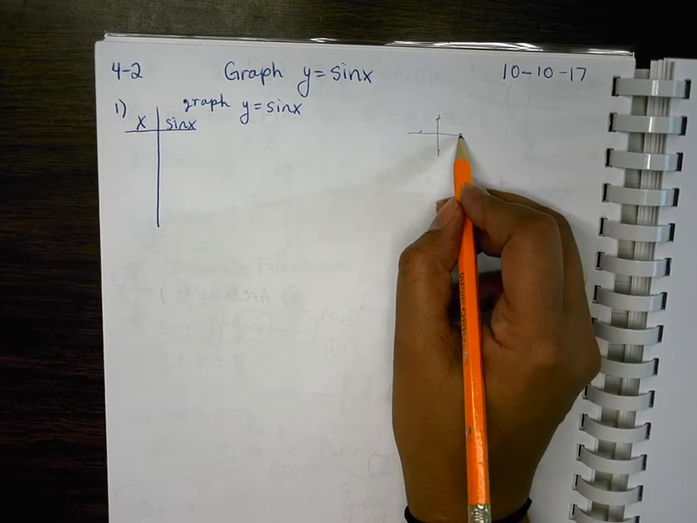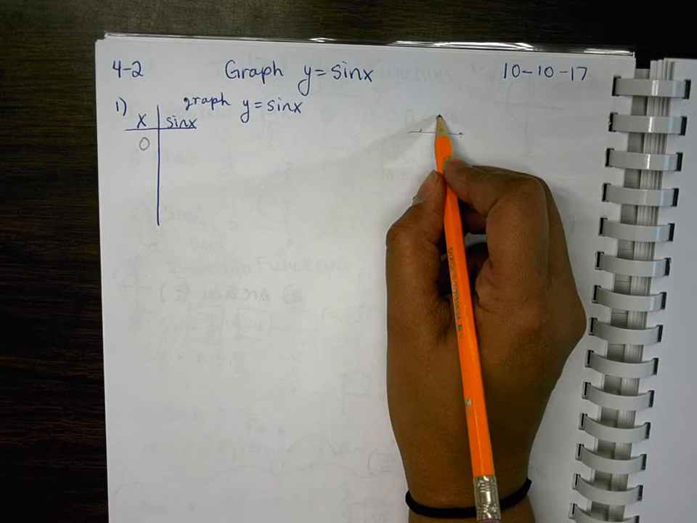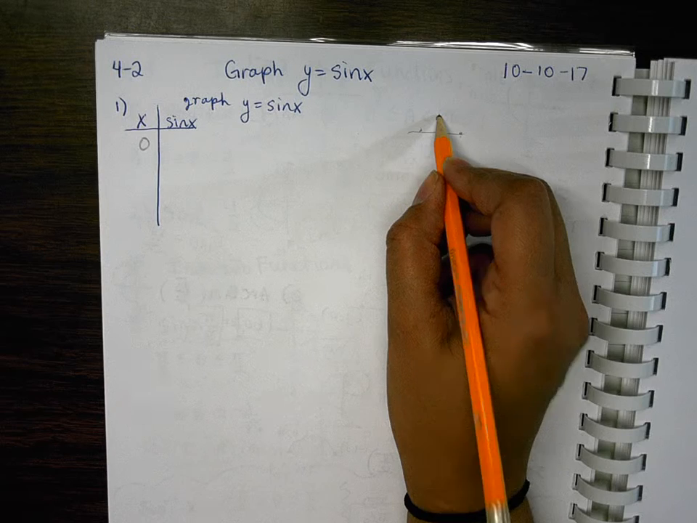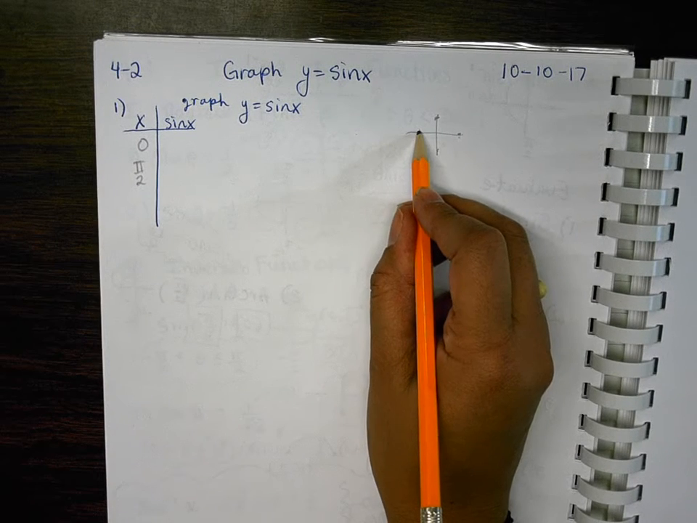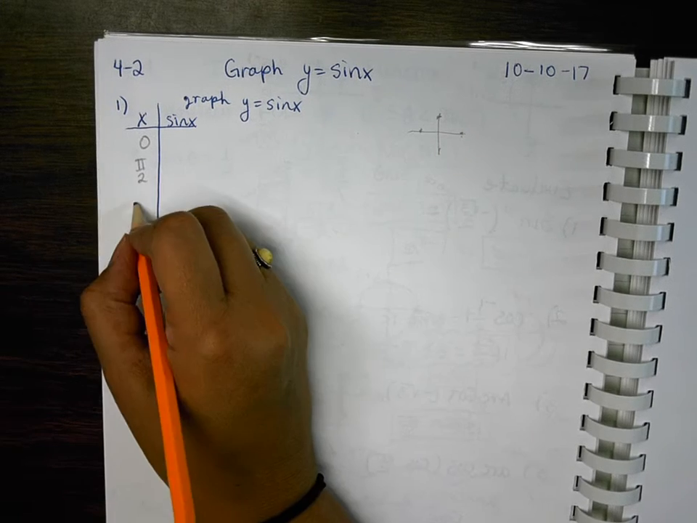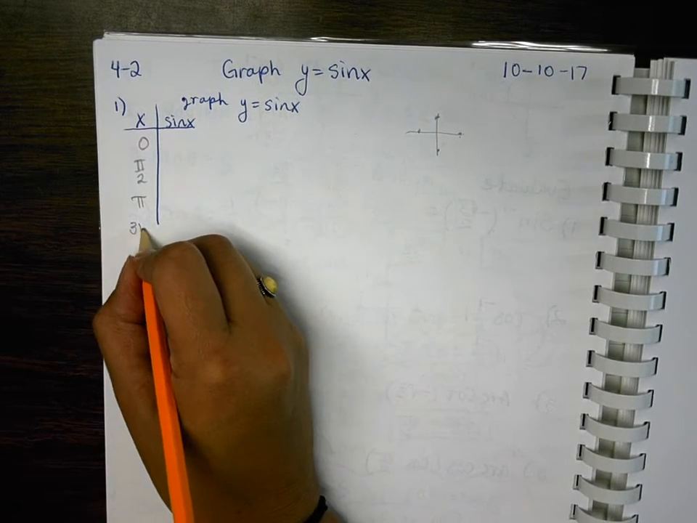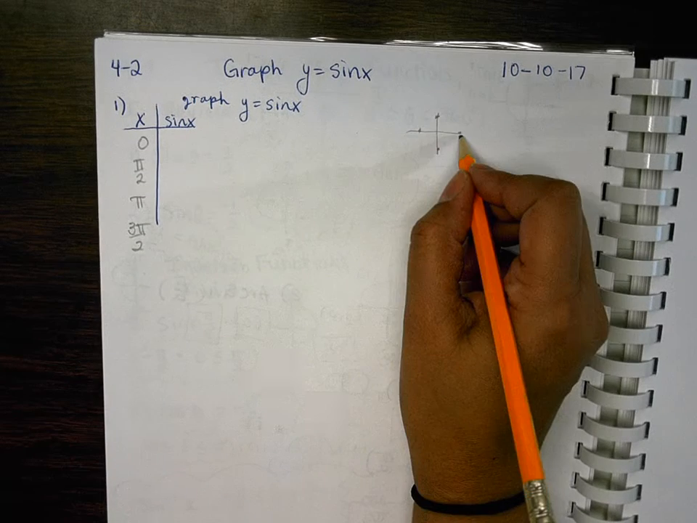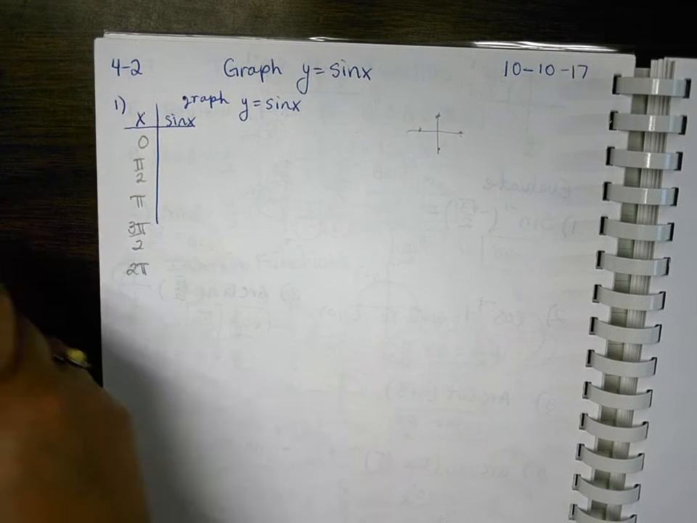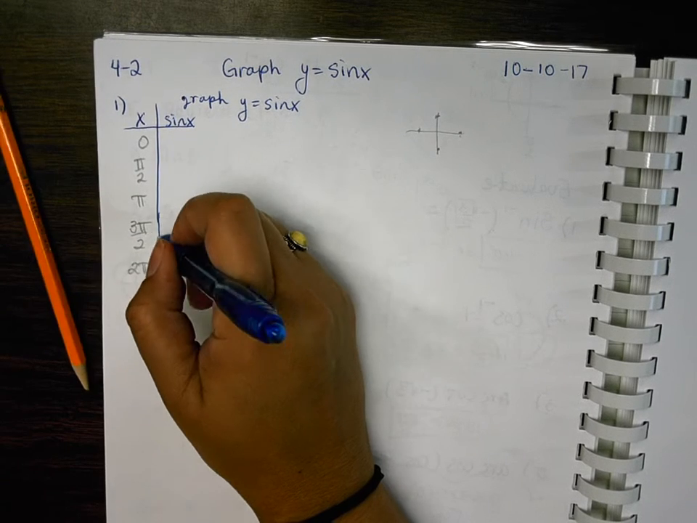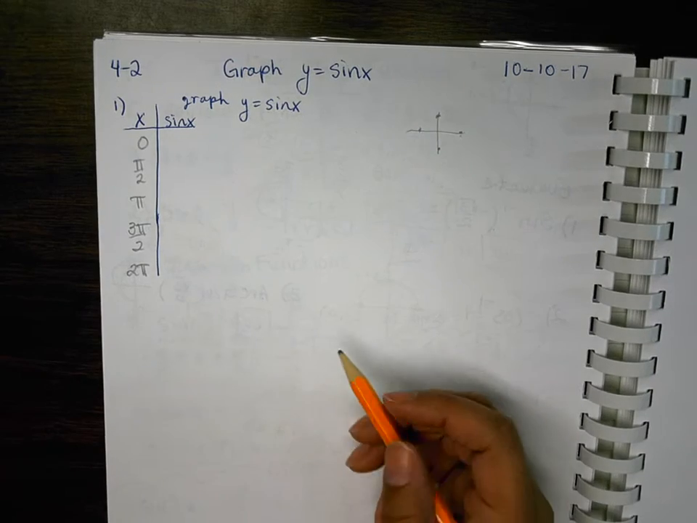So what is the first one? 0. And as a radian, what is this one here? Pi over 2. This one here? Pi. 270 is 3 pi over 2. And back to where we started is 2 pi. So if you can remember these 5 key points, you'll master how to graph the sine function.